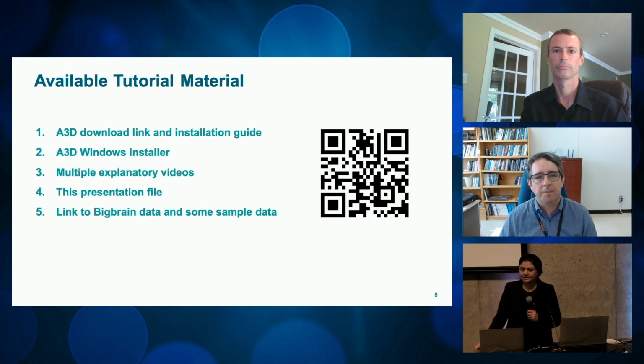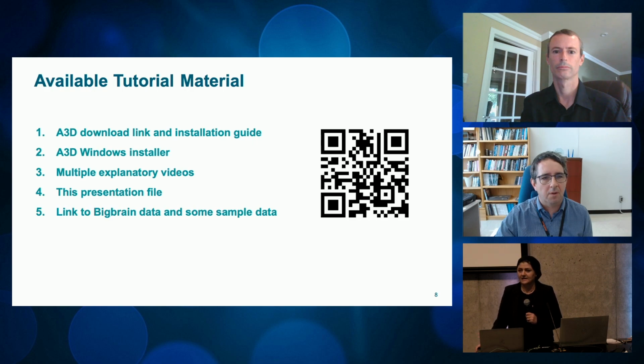In this tutorial, we have some files available in Google Drive. You can scan this QR code and access the folder. In this folder, you will have a 3D download link and installation guide. You will have a 3D Windows installer, which you only need to double-click on and install.